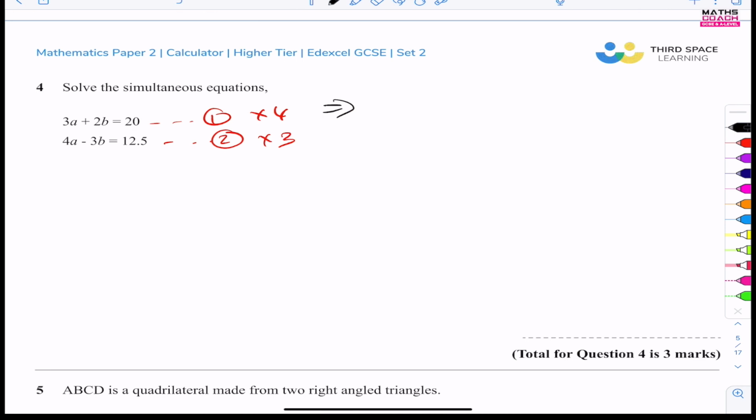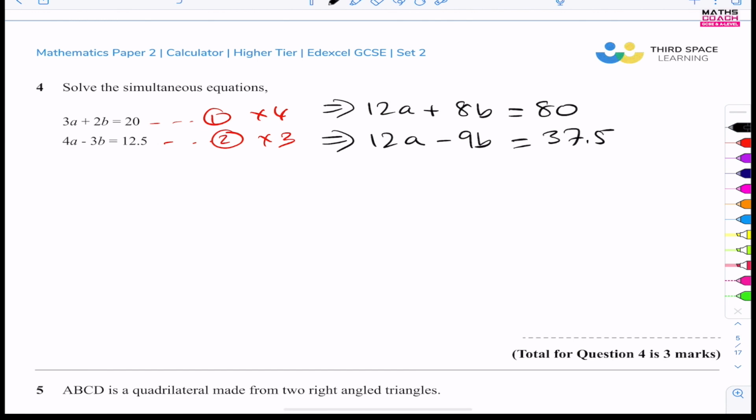Well, the top one, equation number 1, when we multiply it by 4, it gives us 12a plus 8b is equal to 80. And equation number 2, when we multiply it by 3, we get 12a. So there you go, our coefficients are the same. Okay, but let's continue. Minus 3 times 3 is minus 9b. And 12.5 times 3, we can put that into our calculator. That gives us 37.5.